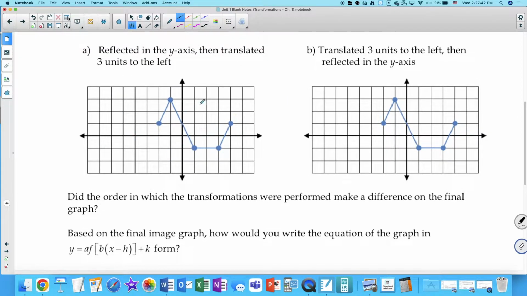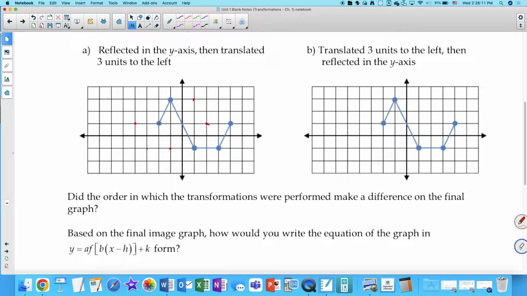Just to show that these would not be the same, we're going to take the same function. First, we're going to reflect it in the y-axis, and then translate it 3 units left. So this point is going to go here. This point is going to go here. This point's going to go here. I'm just flipping over.